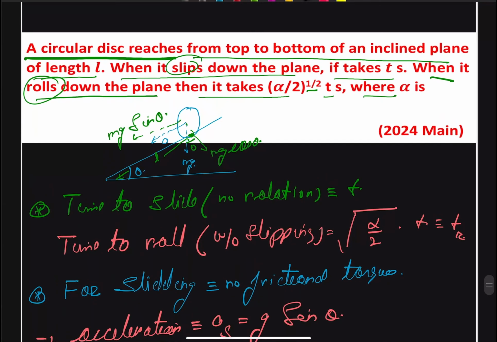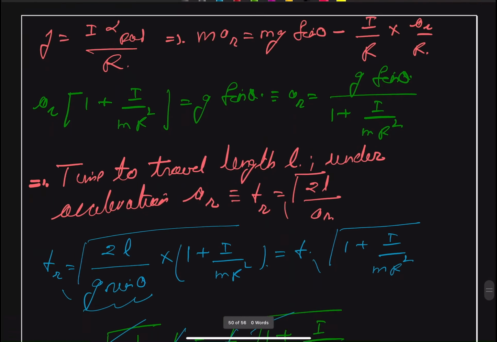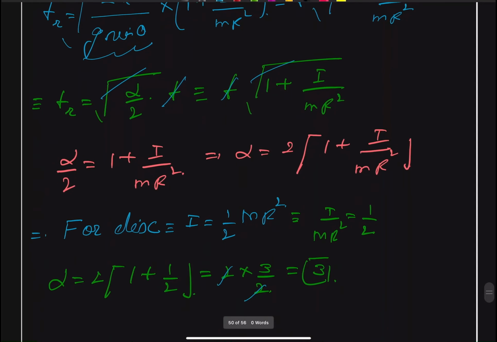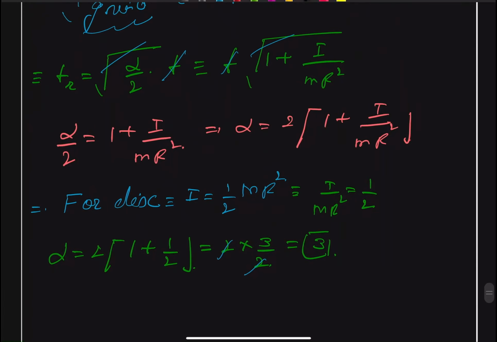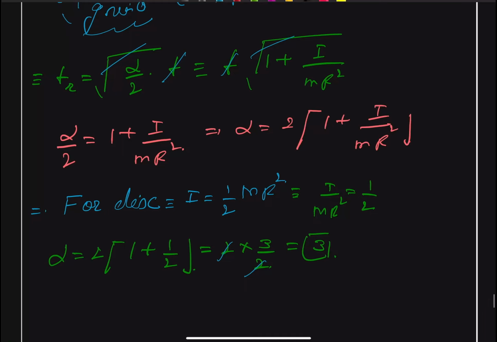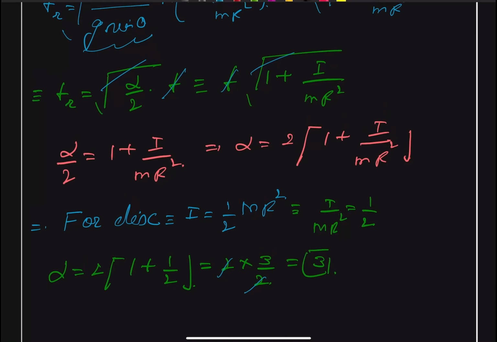Alpha is 3. In this case I tried all the equations, but in case you know the formulas, you can just substitute and get the answer. So this completes all the 10 questions for the year 2024, and this was part 1 for the year 2024 for rotational motion. So this completes the 10 questions. Thank you.